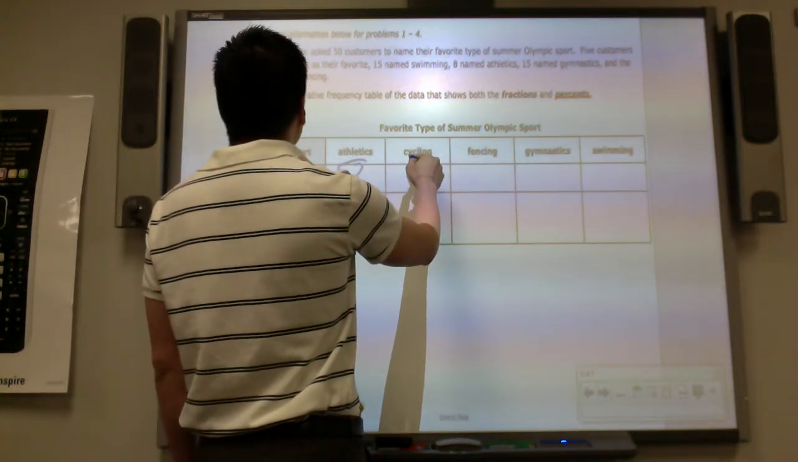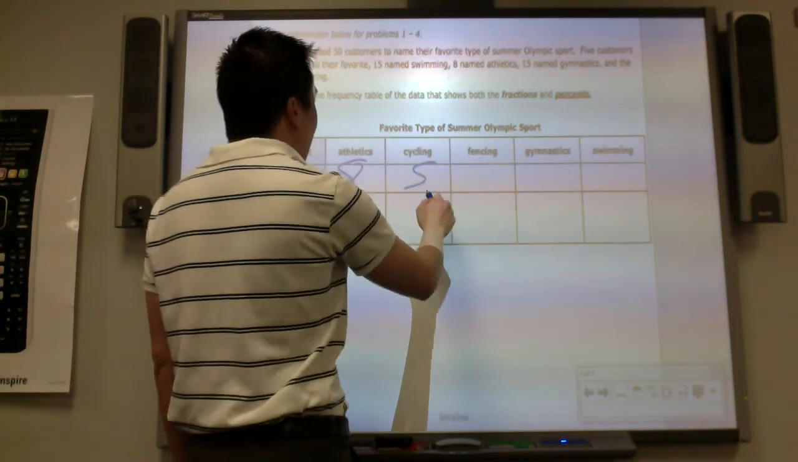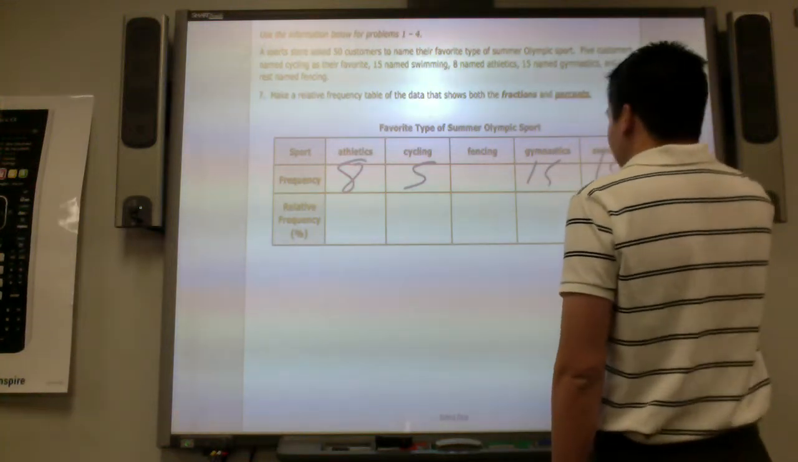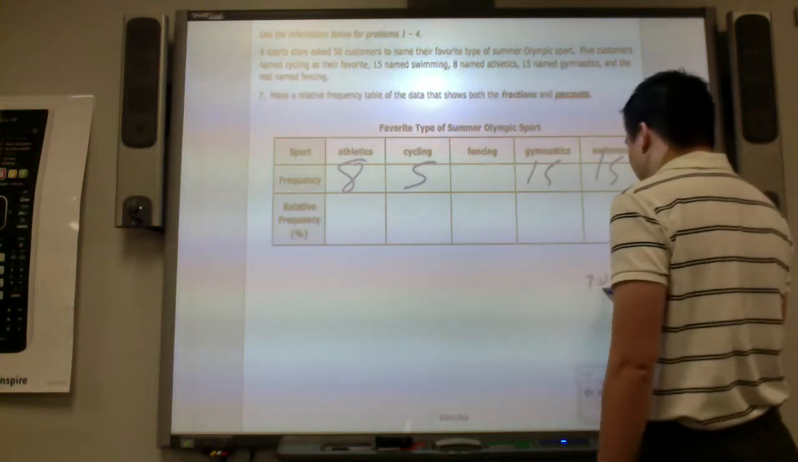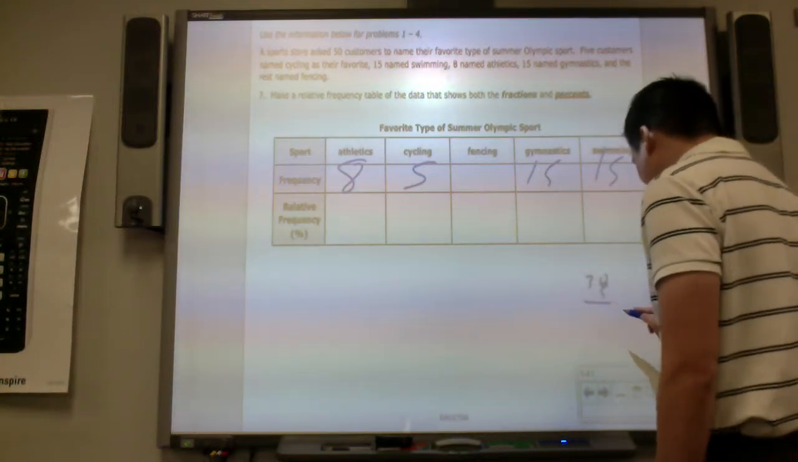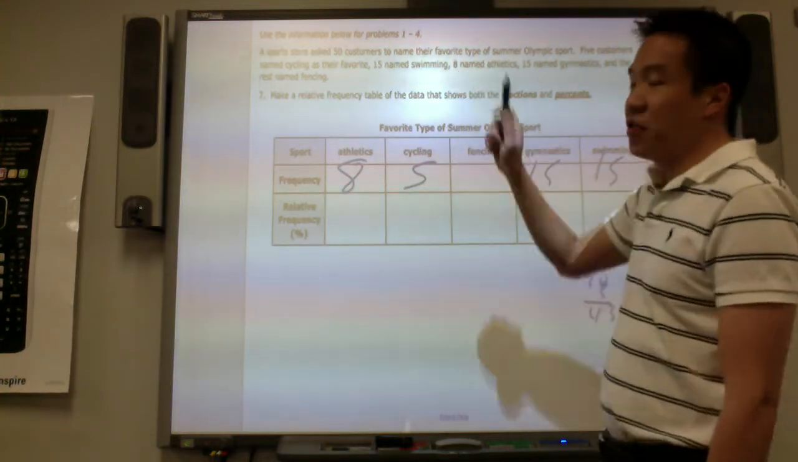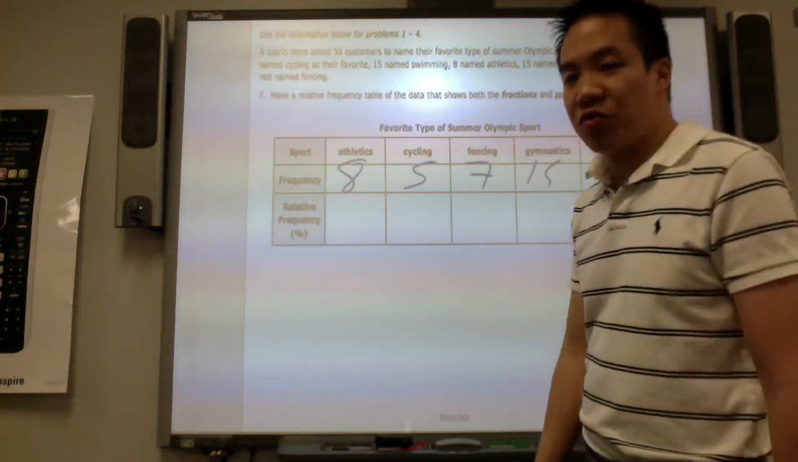Athletics is like track and field, 8. Cycling is 5. Fencing is, I don't know. Gymnastics is 15. Swimming is 15. So 15 plus 15 is 30, plus 8 is 38, plus 5 is 43. So far we have 43 customers, but there are 50 customers in all. So 50 minus 43 is 7 customers chose fencing.